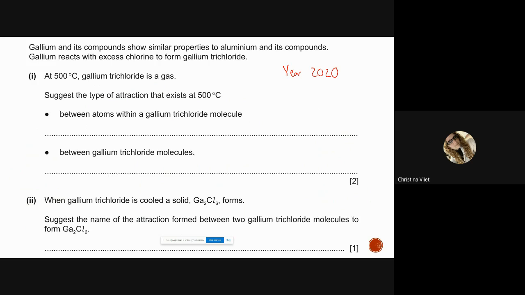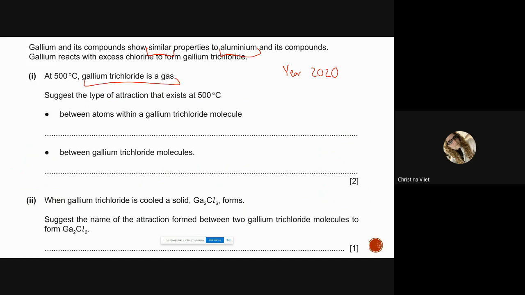Gallium and its compounds show similar properties to aluminium. Gallium reacts with excess chlorine to produce gallium trichloride. You are told at 500 degrees Celsius, gallium trichloride is a gas. Suggest the type of attraction. And so the fact that they're telling you it's similar to aluminium is what's supposed to help you out.